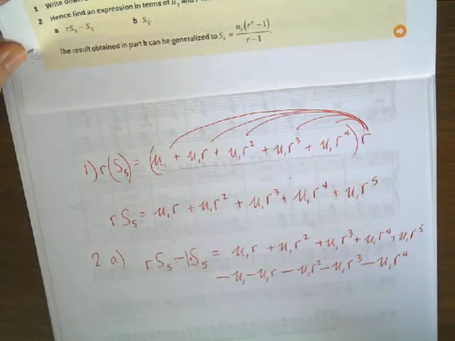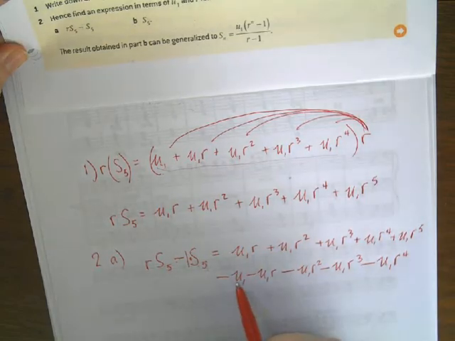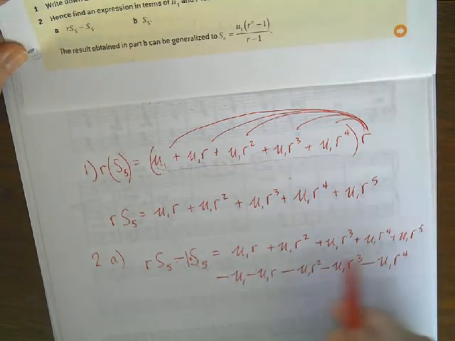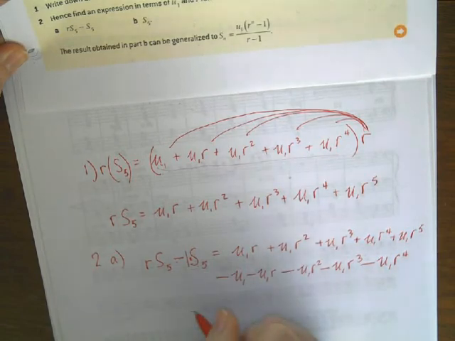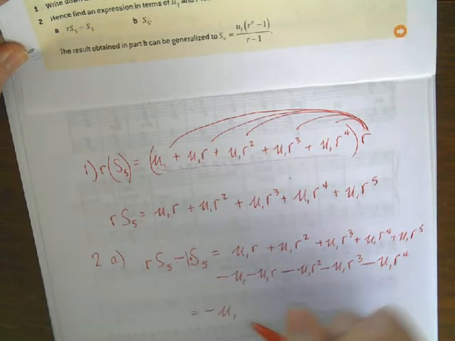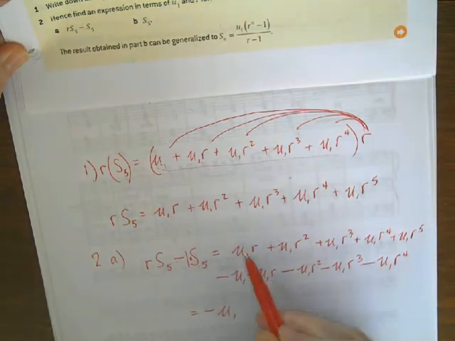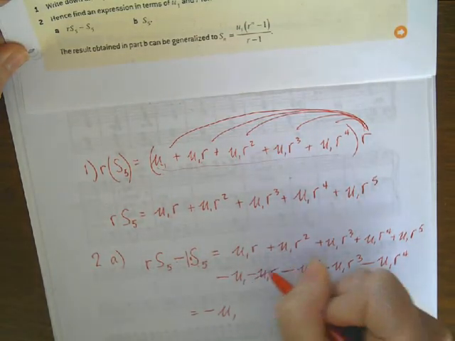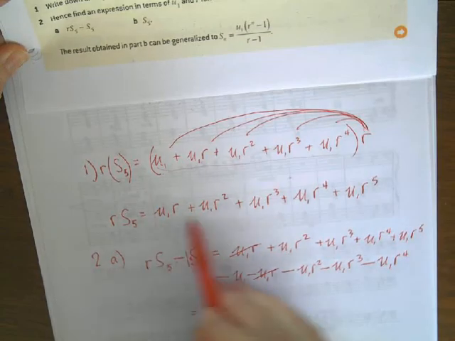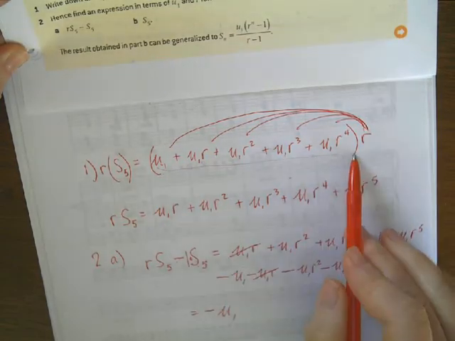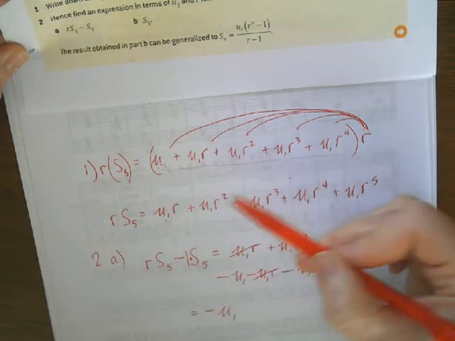Okay, so I now need to combine all my like terms. For u sub 1, is there another u sub 1? No, that's the only one, so I'm left with negative u sub 1. Then negative u sub 1 r. Oh, look, there's another u sub 1 r, and those are going to cancel out. Think about it: I'm taking this and subtracting this, so these two are canceling out, and these two are going to cancel out.